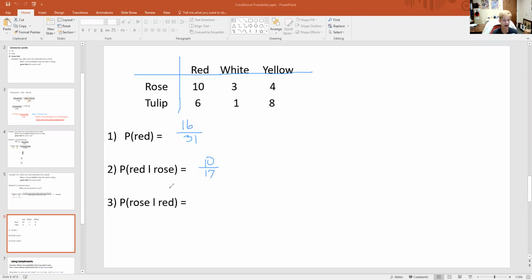Now look right here. This time, I'm not guaranteed that it's a rose. I'm guaranteed that it's red. So now this is my new total. So now I know for sure that I've got 16 flowers. Of those 16 red flowers, how many are roses? 10. So see, none of these are the same answer. So it changes. So you've got to be careful. Whatever's to the right of the bar, that's your new total. And what's in front of the bar comes out of these numbers.